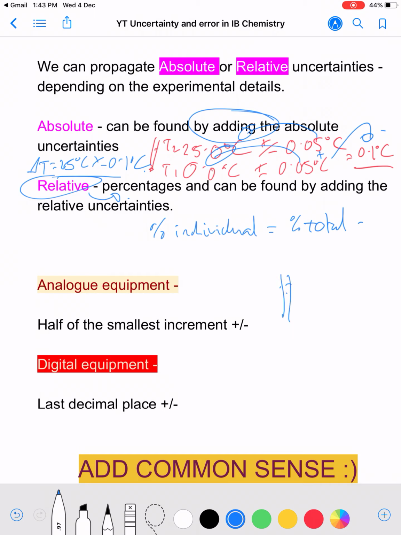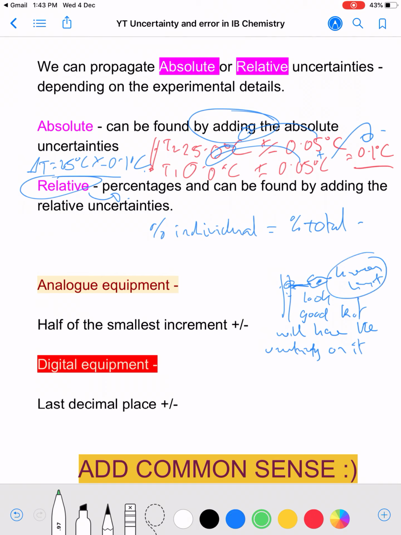Unless it's printed, so always check. Get your eye in there, whatever the piece of kit is, and look. Good kit will have the uncertainty printed on it. If it does, brilliant, use it. If not, half the smallest division, because that's where your eye can see. This is the human limit. I'll speak more about the human limit in a moment.